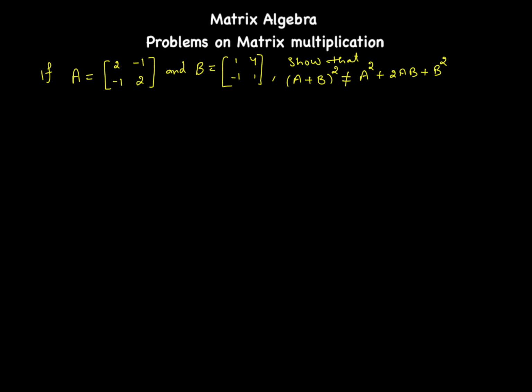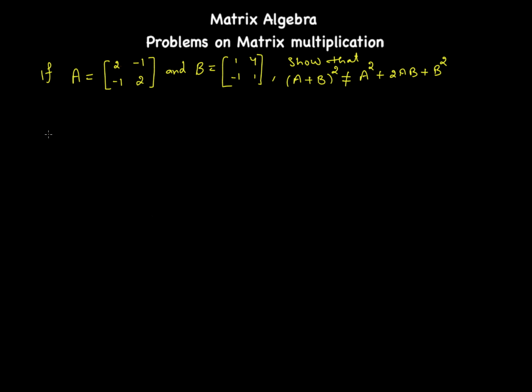Hello guys, in today's video we are going to work on some problems on matrix multiplication. So we have a problem that says if A and B are two different matrices, we need to show that (A plus B) squared is not equal to A squared plus 2AB plus B squared. So what we need to do is find the left hand side and the right hand side and see if equality holds or not. Basically they said show that they're not equal, so we'll find out.